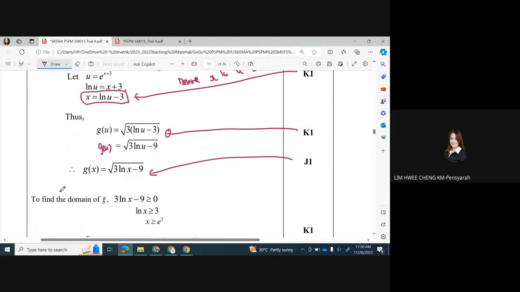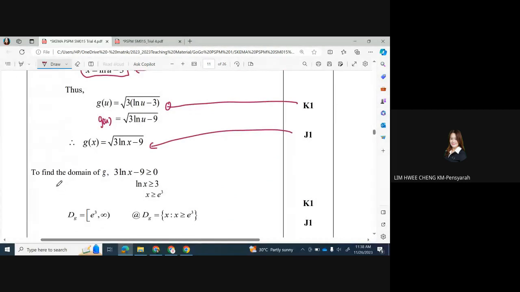Okay, after that, to find the domain. Okay, domain ikut balik square root of star. Okay, star ini mesti besar sama kosong. Okay, so saya mesti besar sama kosong. So my log X greater or equal than 3, my X is greater or equal than E. So sama ada you tulis macam ni atau macam ni. So dua-dua kita terimalah. So yang ini adalah you solve for this. And this is the answer for domain.